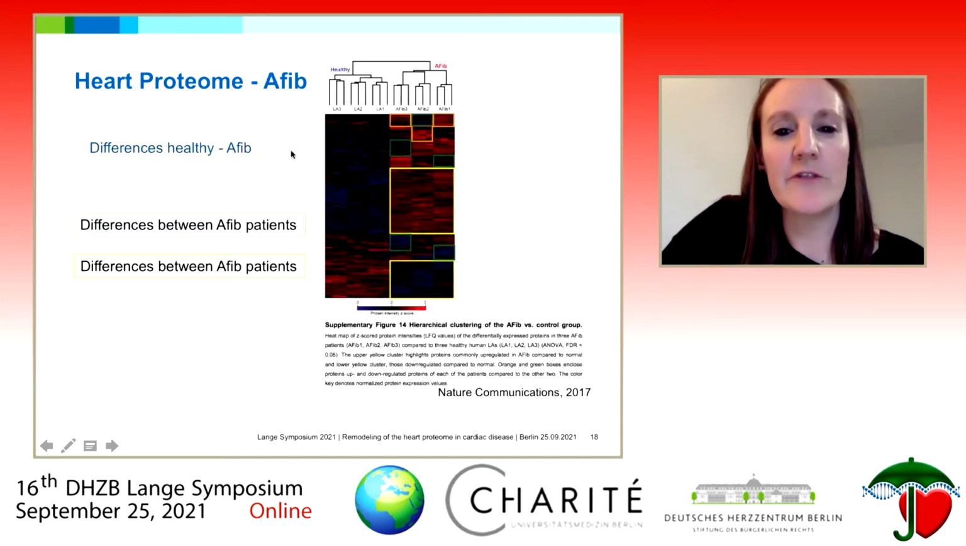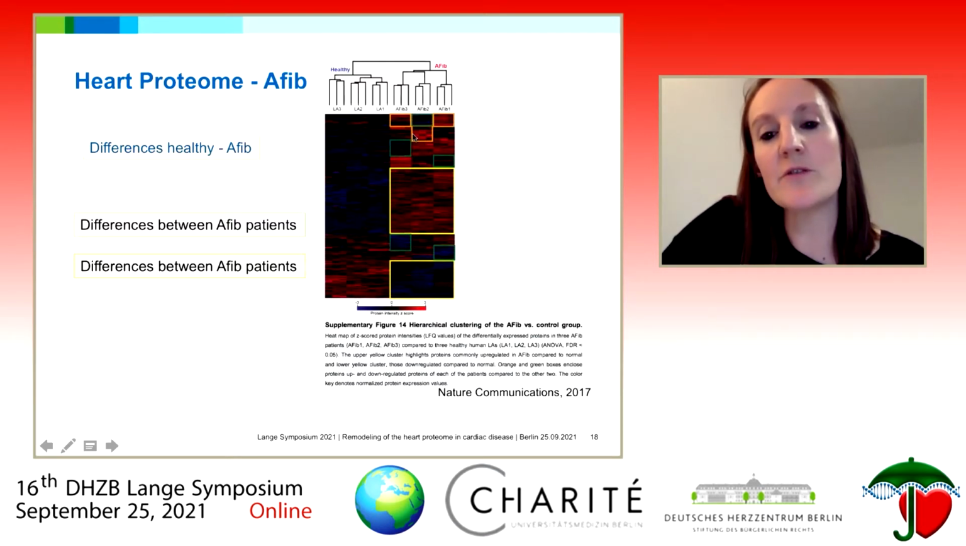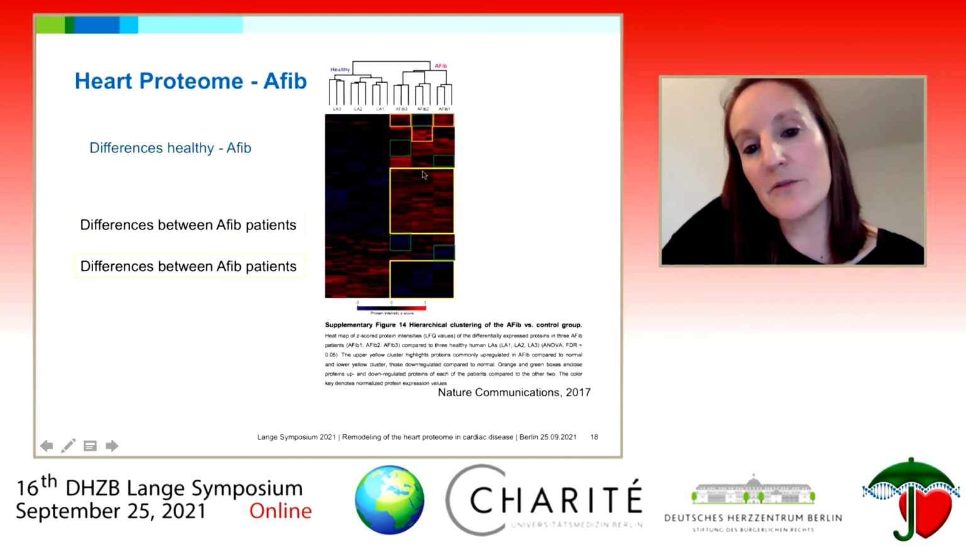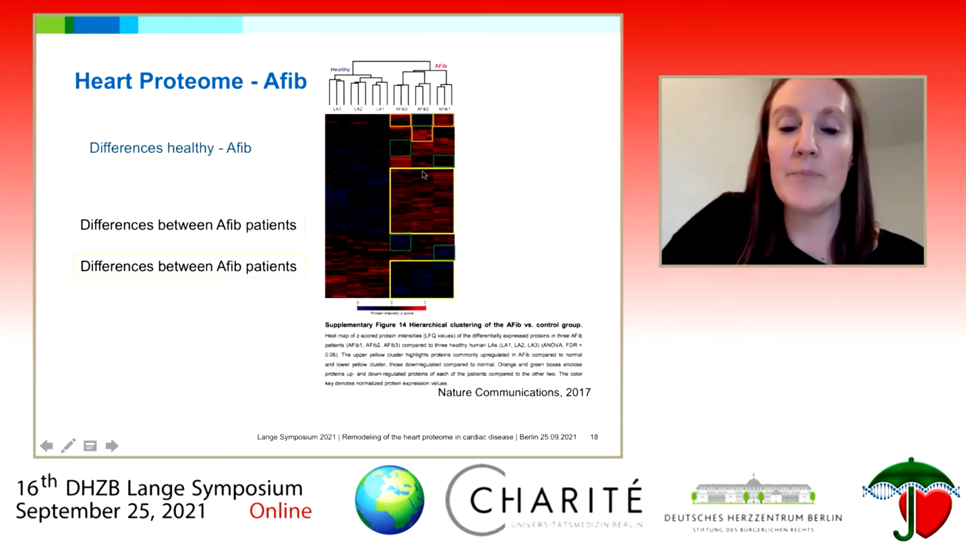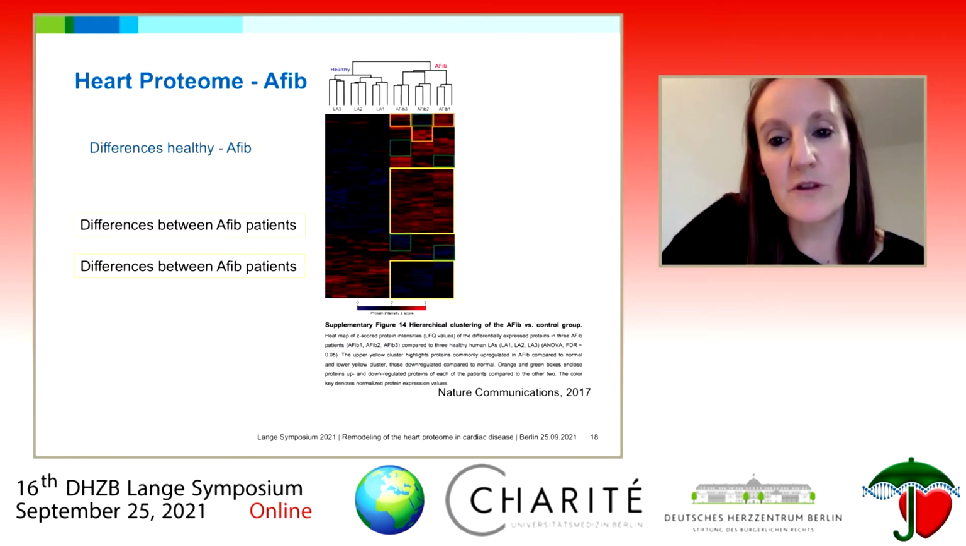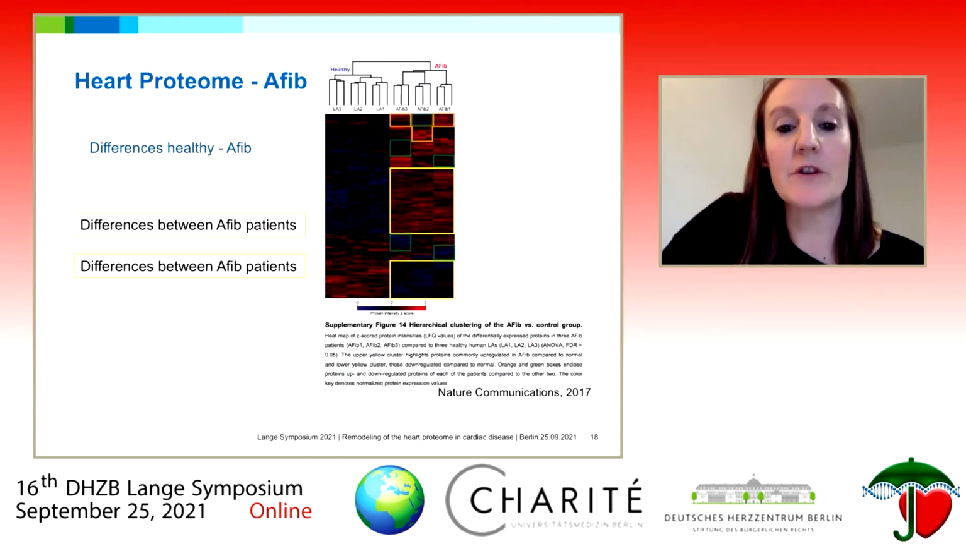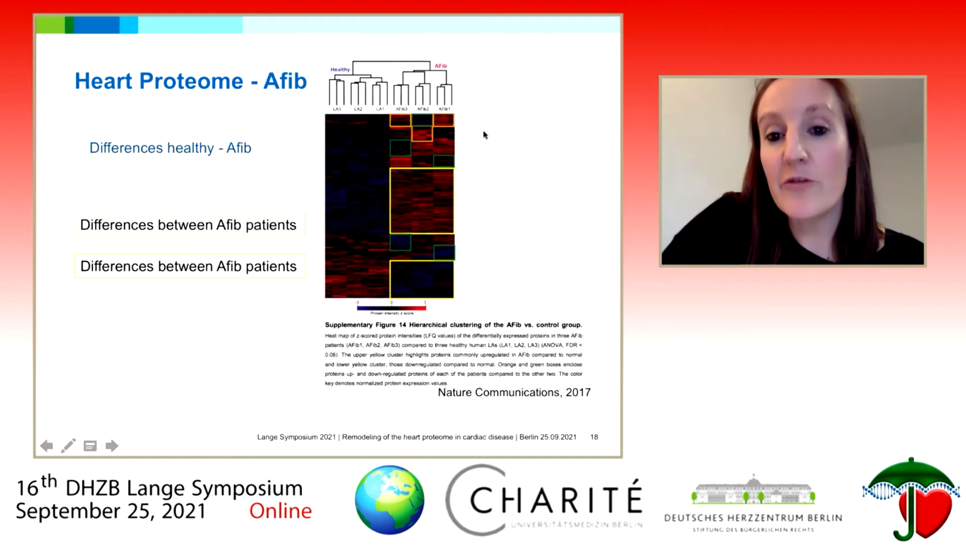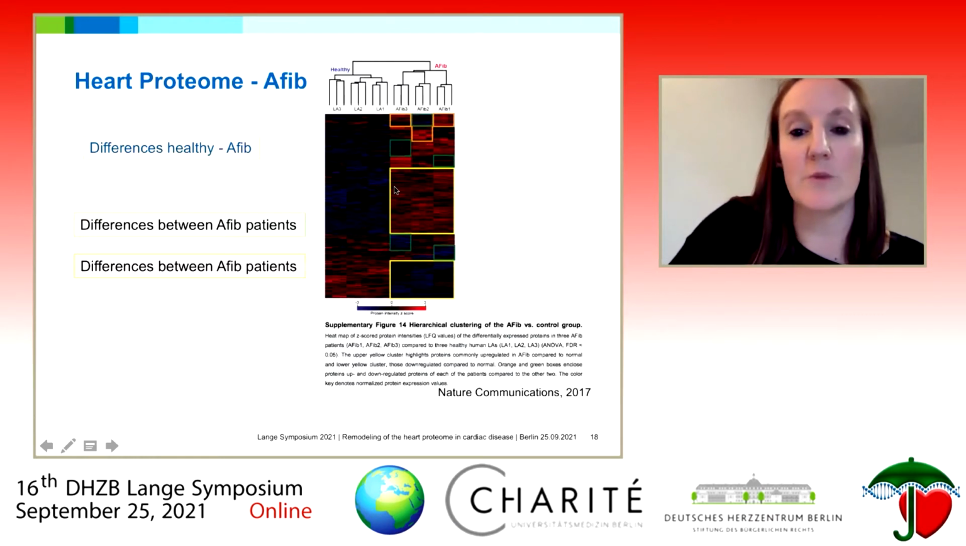But they did not only find differences between patients with atrial fibrillation and healthy material, they also found differences in protein expression between different patients. So they only studied 3 patients. So in regard to prognosis, not much can be said, but as an outlook for the future, if different patients had different prognosis, this could be linked to the proteomic profile as well.